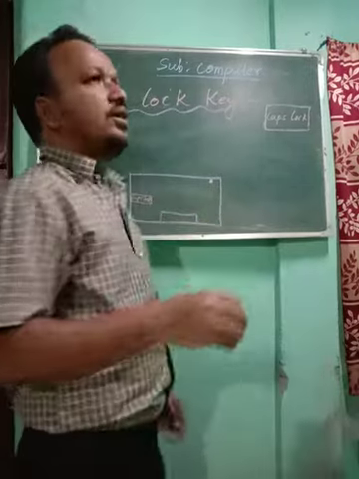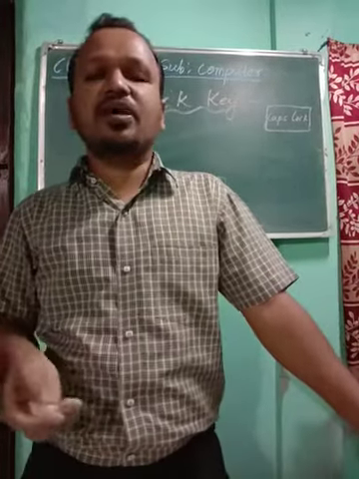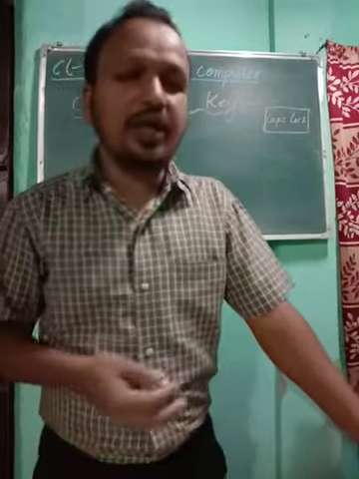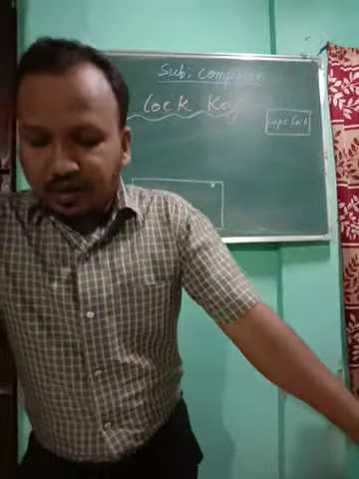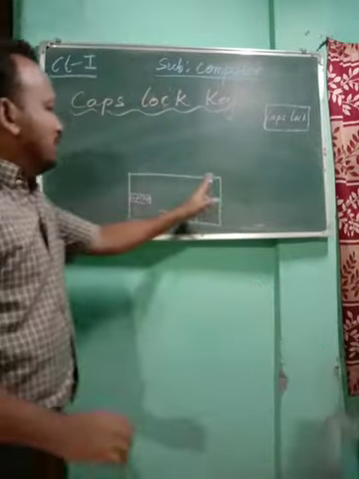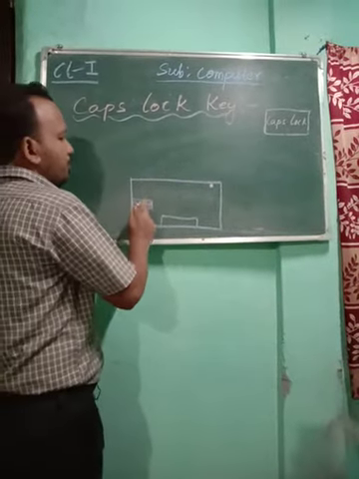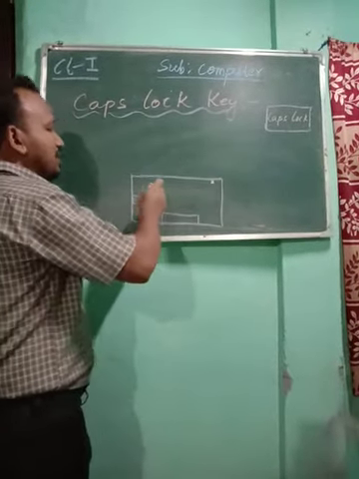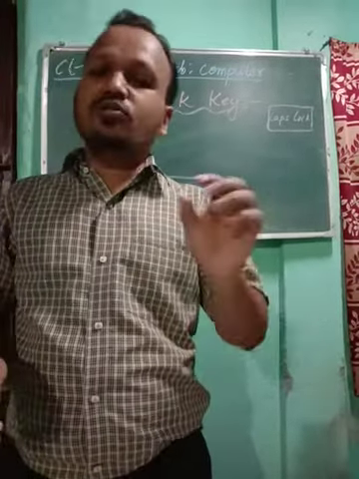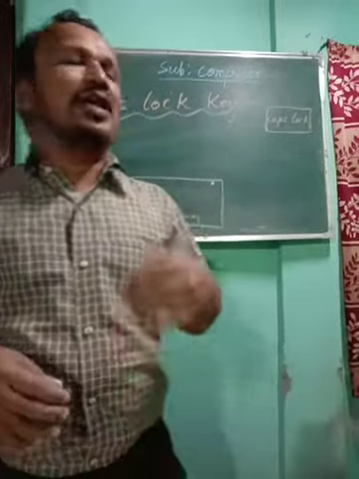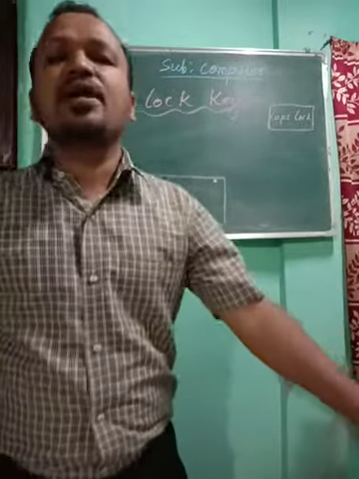In some keyboards it is green in color, in some keyboards it is red. That particular light will glow. So what does it indicate? When you press this cap lock key, a light will glow. This indicates that your keyboard is ready. That means you are ready. Now if you type, the letters will be typed as capital letters.